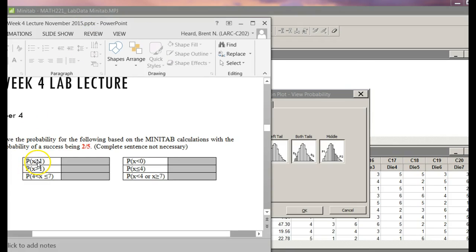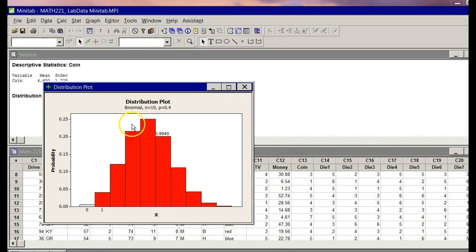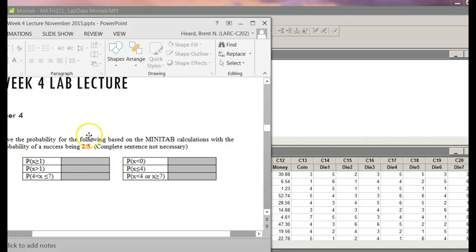Think about that greater than sign. It's pointing to the right. So it's 1 and everything to the right. So I am going to be putting in an x value. So I click x value, right tail, 1. I want to know everything 1 and to the right. I click OK. Boom, 0.9940. So I would input 0.9940 for greater than or equal to 1.